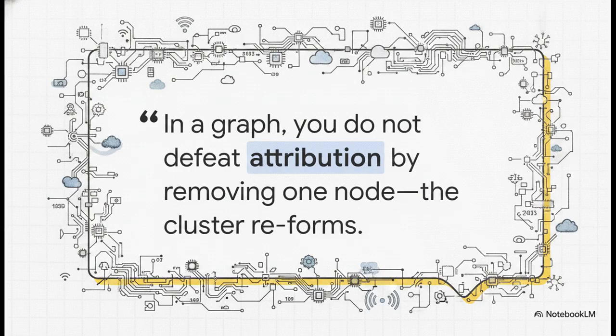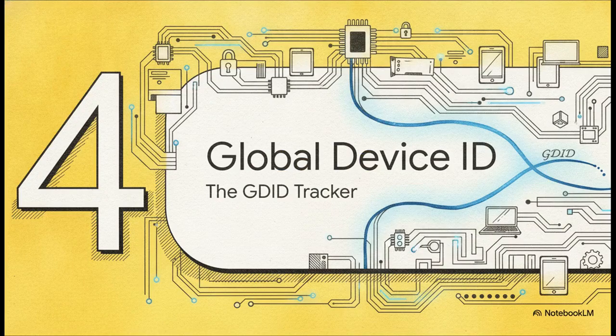It relies on a whole federation of identifiers stamped side by side. If you change a piece of hardware or rotate your IP address using a VPN, it doesn't matter. The surrounding data points act as a redundant graph to keep your identity perfectly intact. The cluster simply reforms around the missing piece. Let's look at part 4, the global device identifier.